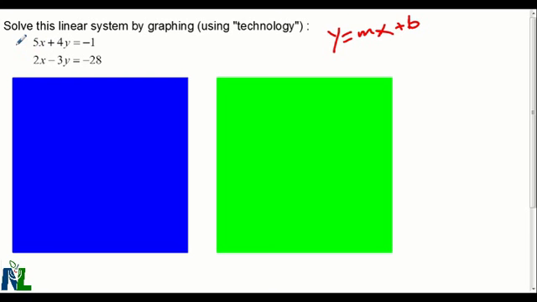5x plus 4y equals negative 1. I'll call that equation 1. 2x minus 3y equals negative 28. I'll call that equation 2.